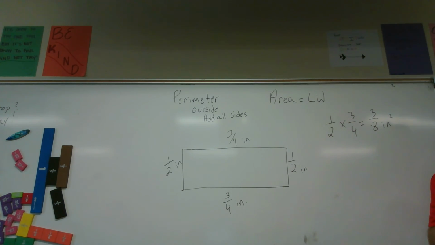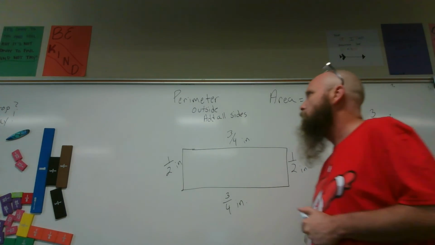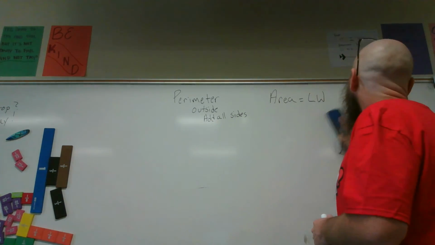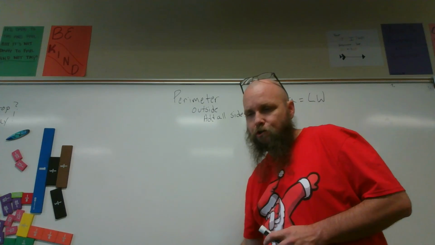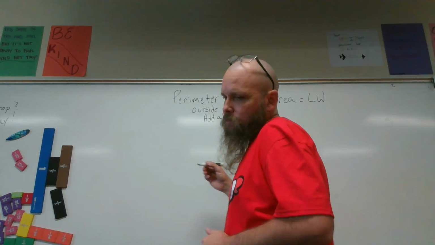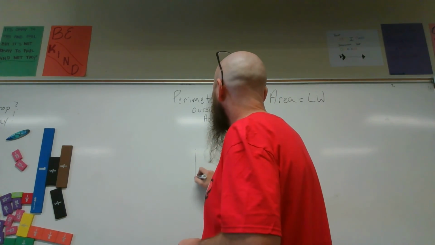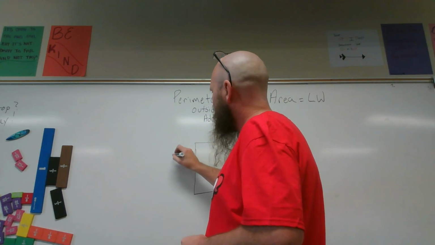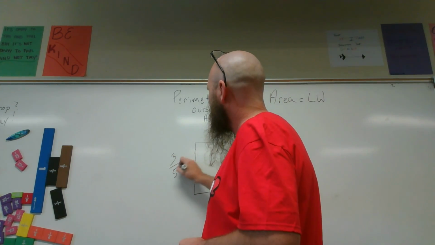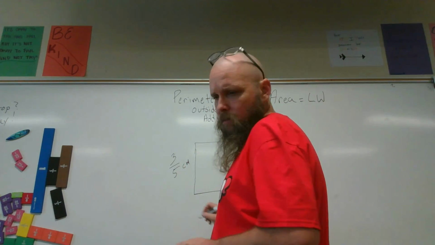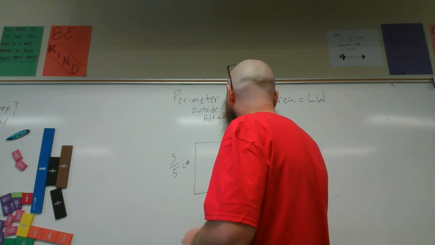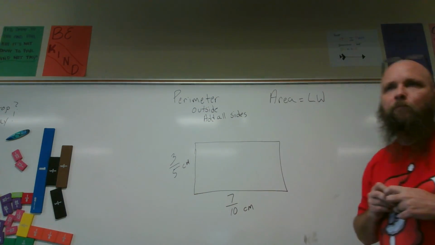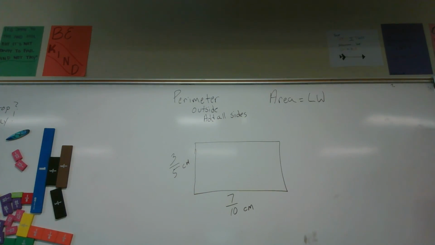Alright, I'm going to put one up there. I want you to solve it. You're going to find the area and the perimeter of the following shape. Let's say this is 3/5 centimeters and 7 centimeters on this side. So find the perimeter and find the area of this rectangle.